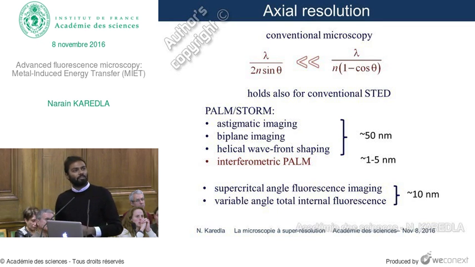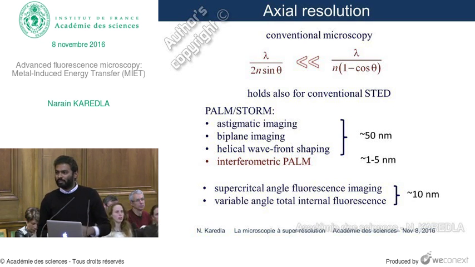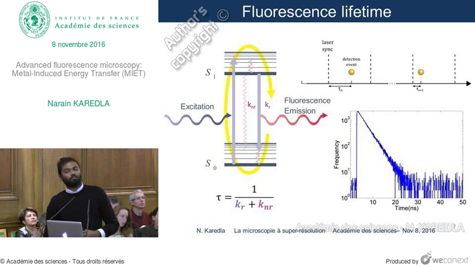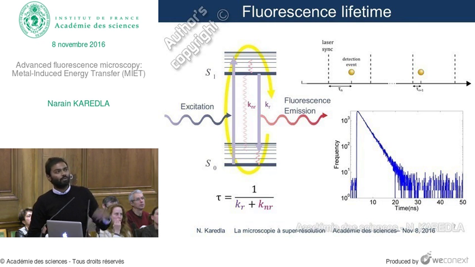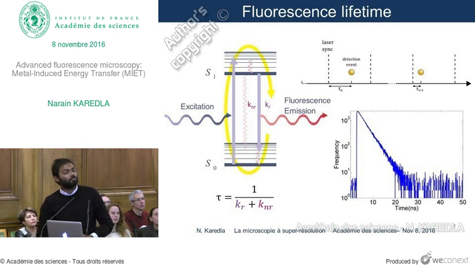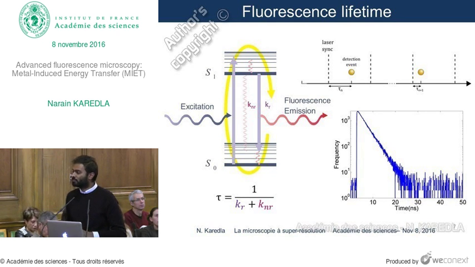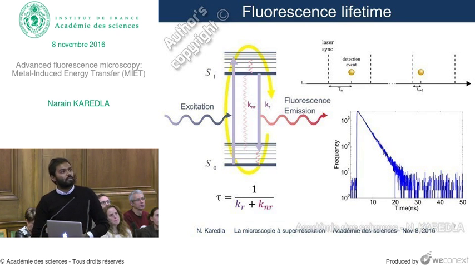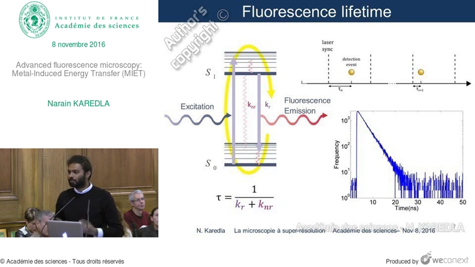Therefore, we wanted to develop a technique to improve the axial resolution of a microscope, and that's where metal-induced energy transfer comes from. Before going into the details of the method, I would go into a bit of fundamentals. Fluorescence is a 2-state process of a molecule. You have a ground state and an excited state. You excite using a laser, and the molecule stays in the excited state for a short time before it comes down, either radiatively, giving out a fluorescence photon, or non-radiatively due to collisions or heat transfer into the surroundings.